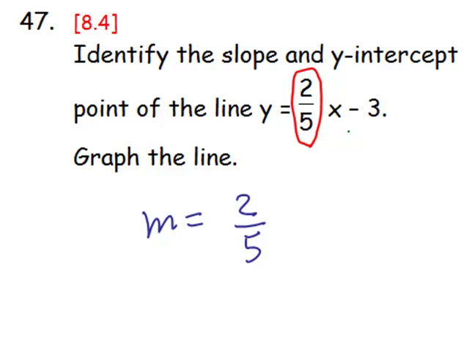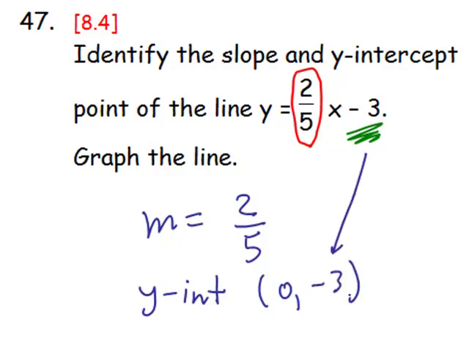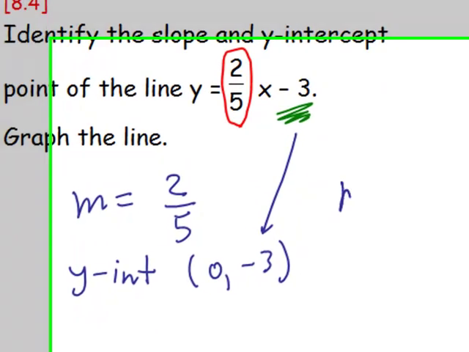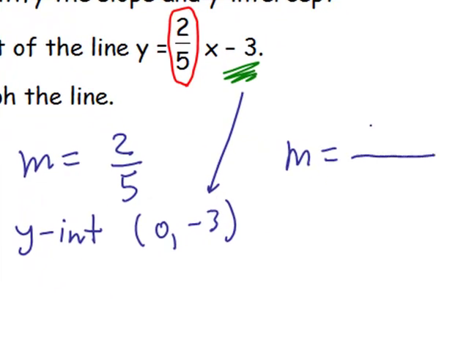The y-intercept point is where x is 0 and the y value is -3, from our equation. So we have the slope and the y-intercept. Let me remark quickly about the slope. M equals 2/5 could mean a rise of up 2 and a run of right 5.